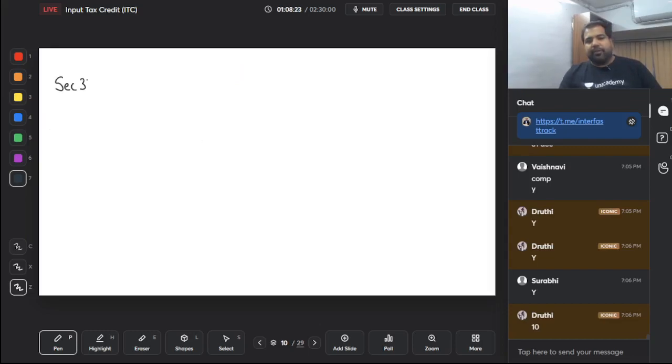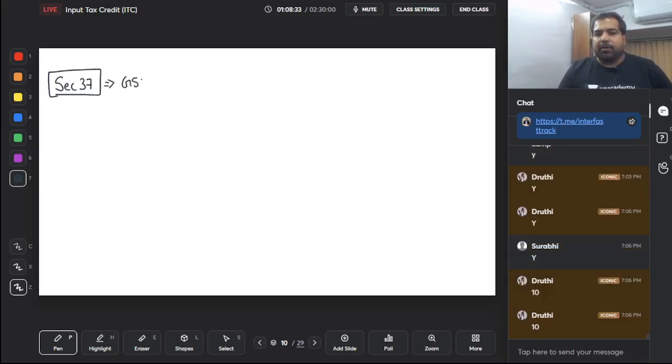Section 37, 3 plus 7 is what, guys? 3 plus 7 is 10 and 1 plus 0 is 1. So this is GSTR 1. Section 38, not required, but this also has a shortcut, guys. 3 plus 8 is 11. 1 plus 1 is 2. This is GSTR 2, but this has not been notified yet, so not important.